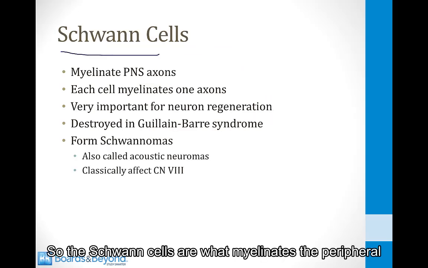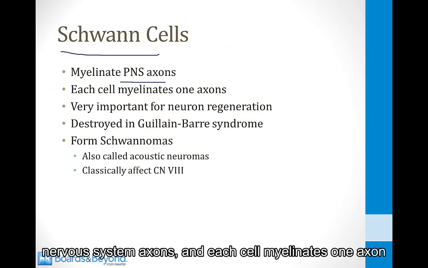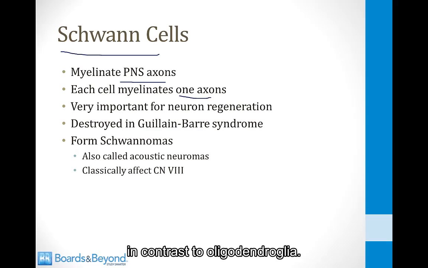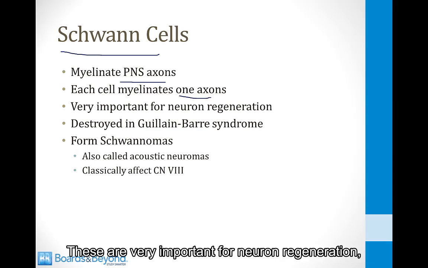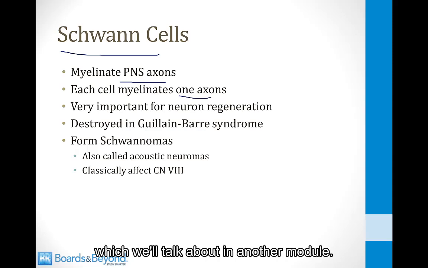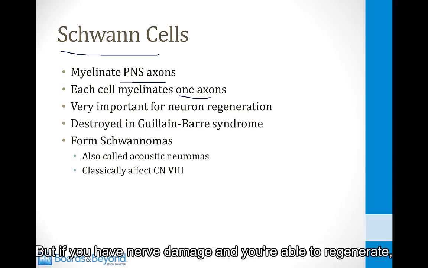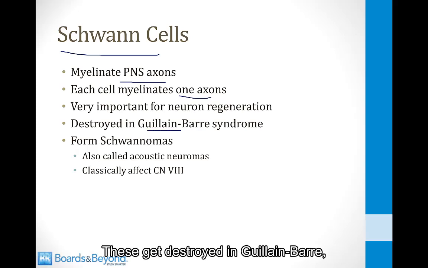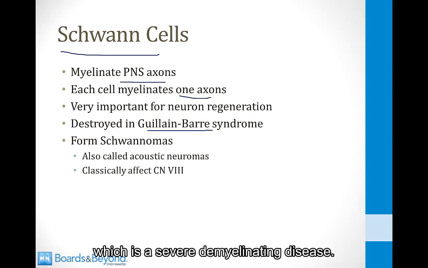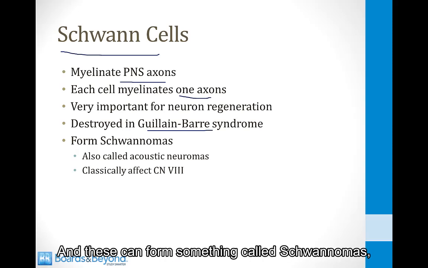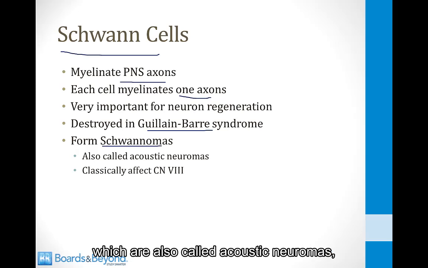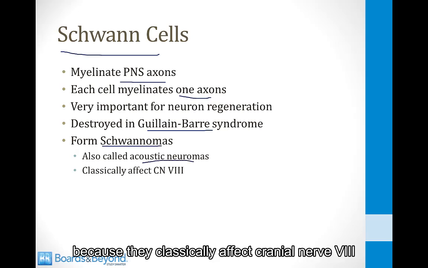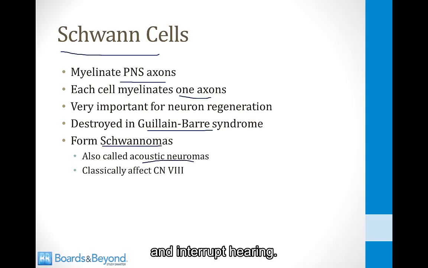So the Schwann cells are what myelinates the peripheral nervous system axons, and each cell myelinates one axon in contrast to oligodendroglia. These are very important for neuron regeneration, which we'll talk about in another module, but if you have nerve damage and you're able to regenerate, the Schwann cells are going to be very helpful. These get destroyed in Guillain-Barré, which is a severe demyelinating disease, and these can form something called schwannomas, which are also called acoustic neuromas because they classically affect cranial nerve 8 and interrupt hearing.